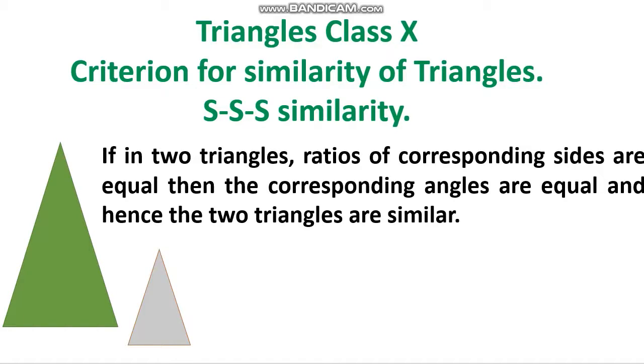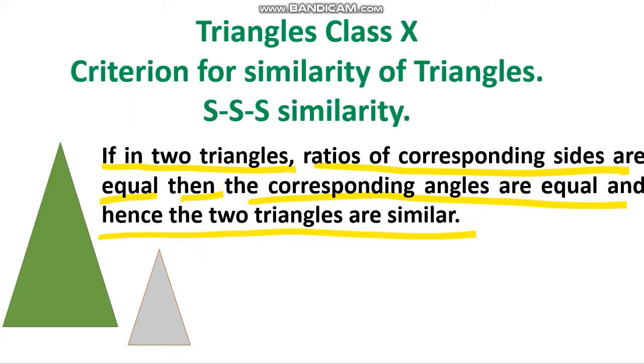In this part, we shall see the criteria for similarity of triangles, which is SSS. Okay, now let us see what is the statement. The statement here says, if in two triangles, ratios of the corresponding sides are equal, then the corresponding angles are equal and hence the two triangles are similar.